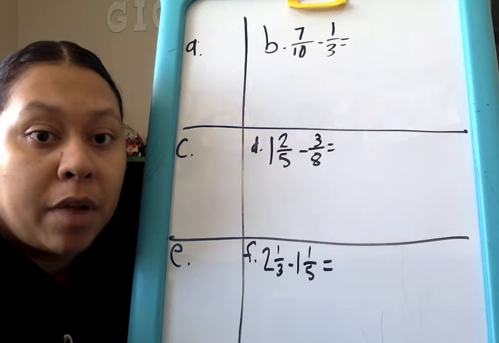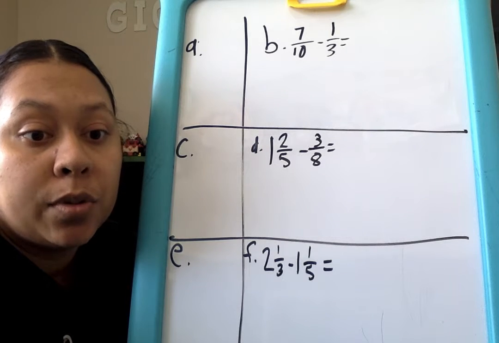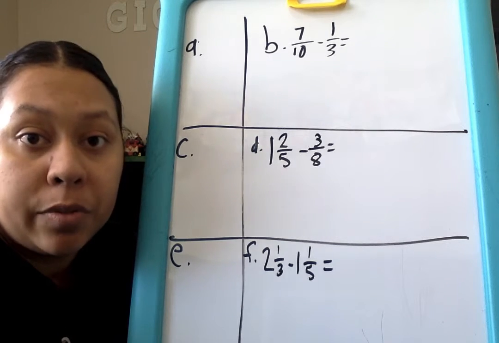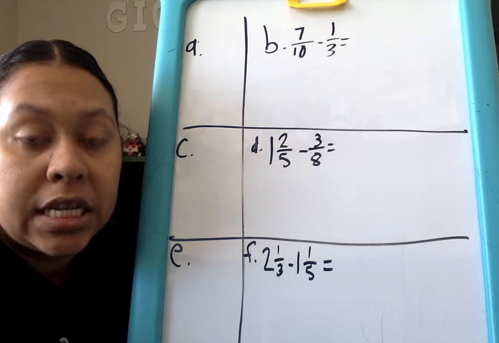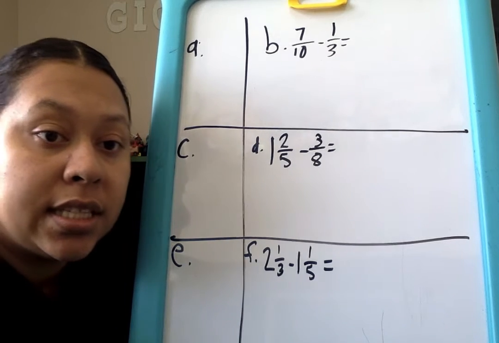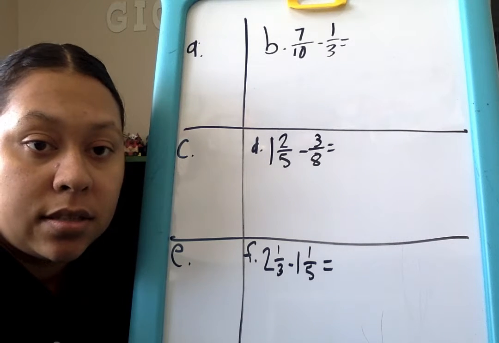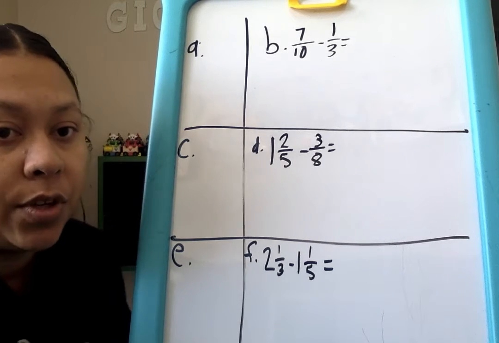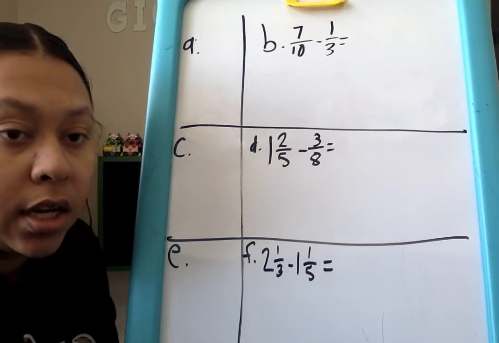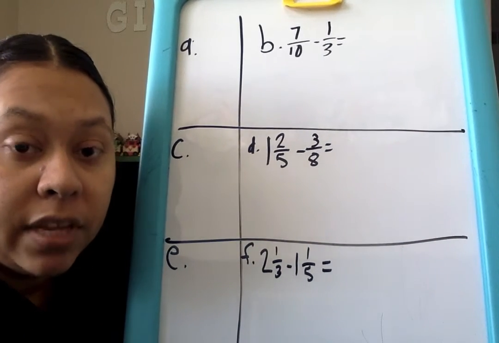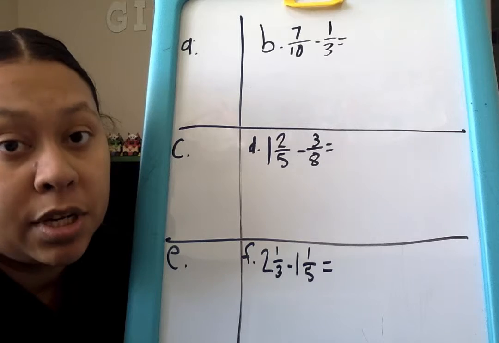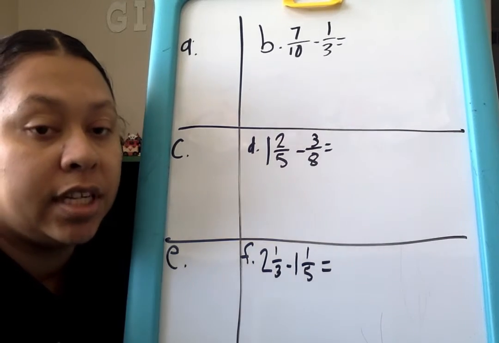So let's start with problem B. You are going to work on A, C, E on your own. I am working with you to do B, D, and F. The instructions say, generate equivalent fractions to get like units, then subtract. So same steps we've been working on yesterday, except instead of adding them, we will subtract them. Okay, so that's the only difference for today.